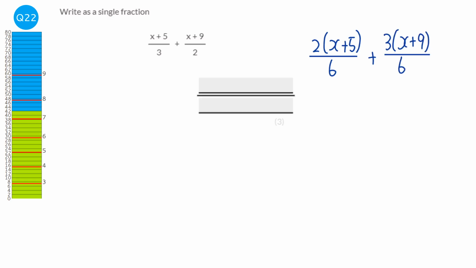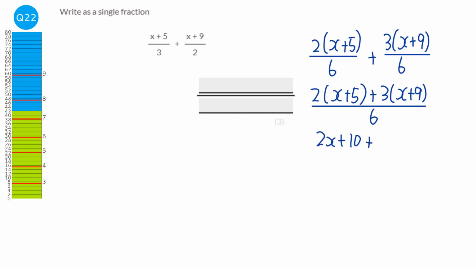Now with the denominators being the same, we can just add the tops, simple as that. So we can have 2 brackets x plus 5 plus 3 brackets x plus 9, all of that over 6. Let's expand and simplify. So 2 times x is 2x. 2 times 5 is 10. 3 times x is 3x. 3 times 9 is 27. Again, all of that over 6. 2x plus 3x is 5x. 10 plus 27 is 37.